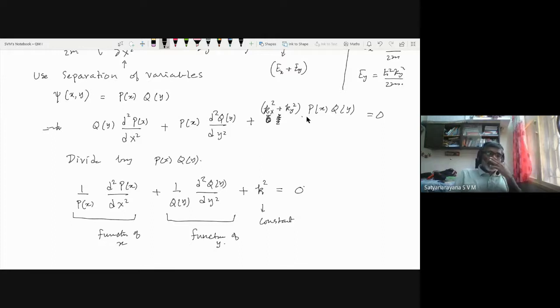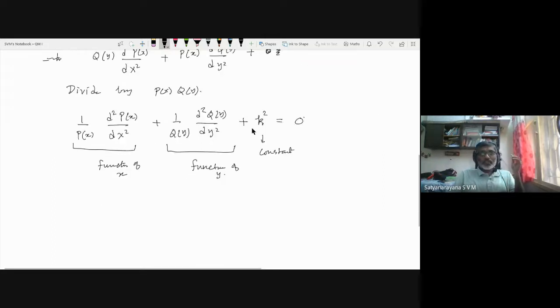So you have a complete function of x and a complete function of y, which is equal to minus k square. So I could call this some kind of minus kx square plus ky square. If I take this to the other side, this is equal to minus kx square minus ky square. Now you can see that this is basically like two different equations. So we have two equations.